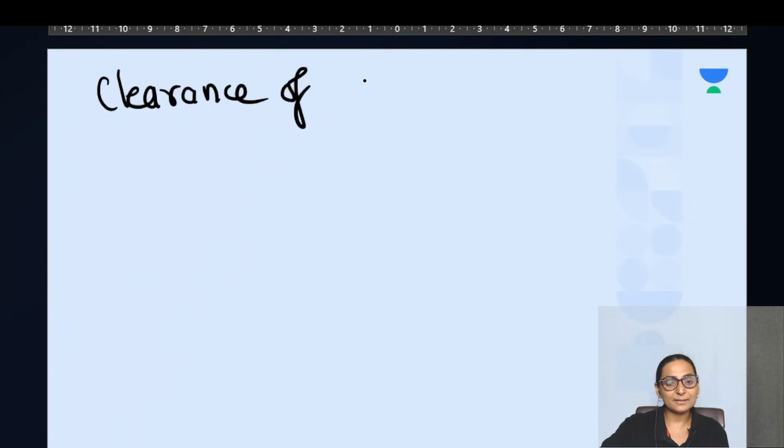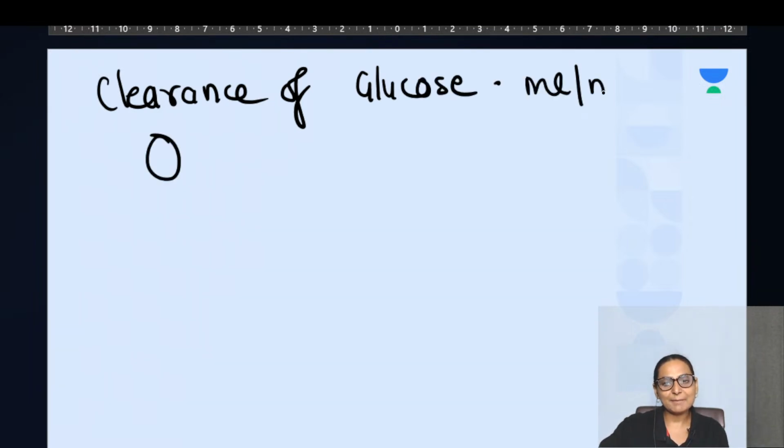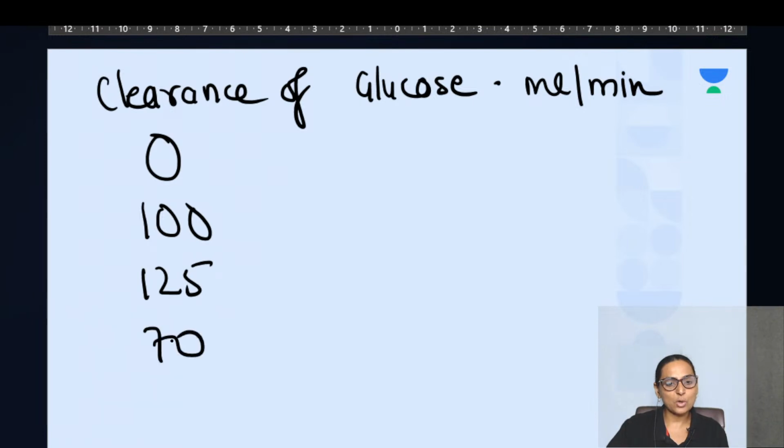Let us understand the definition of how much is the clearance of glucose. The clearance is in ml per minute. How much is it? 0, 100, 125 or 70? How much is the clearance? Yes, Monica, correct beta, because it is already present. How much is the clearance of glucose? Normal clearance of glucose? 0, 100, 125 or 70?